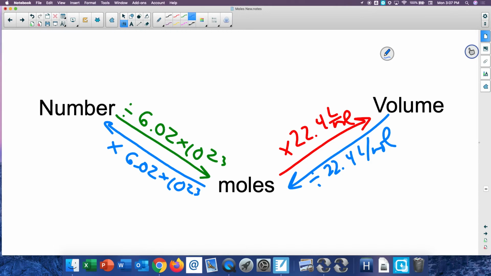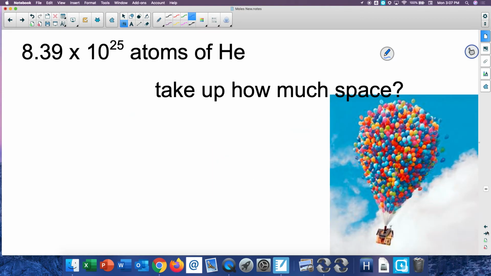Okay. Now that we've got this map, this kind of roadmap of how we're going to do the problems, again, we're going to come back and add another arm to this in class tomorrow. Let's go ahead and tackle this 2-step problem. Okay. 8.39 times 10 to the 25th atoms. Take that into a volume, into an amount of space that it's going to occupy. Work with your homie. Go.